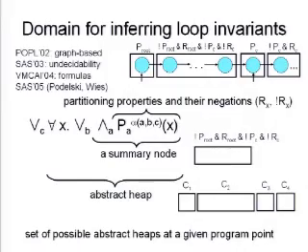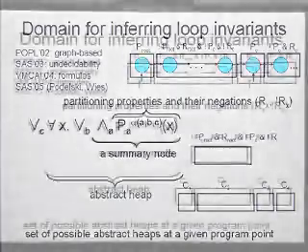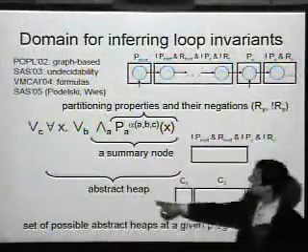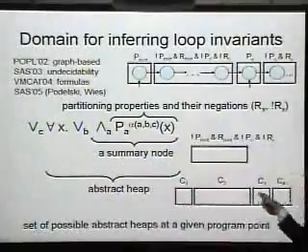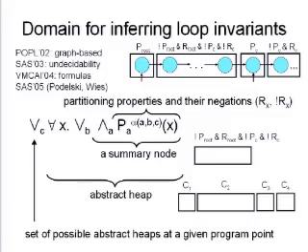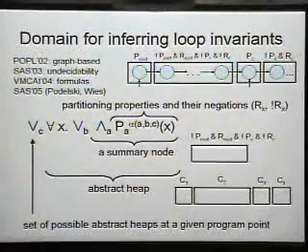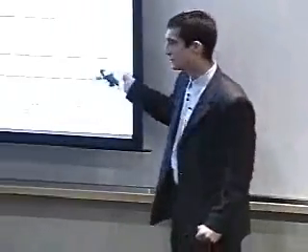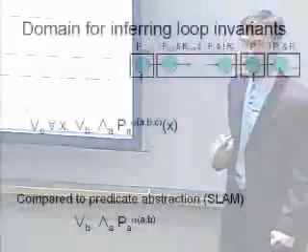And if you take multiple summary nodes, then you get an abstract heap. The abstract heap basically says that every object in the heap satisfies one of these properties. And so this is the key abstraction, and you can have multiple possibilities at any given program point. So it's about what the abstract heap could be, basically what the possible states at this program point could be.